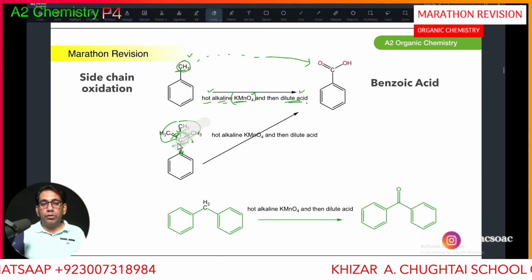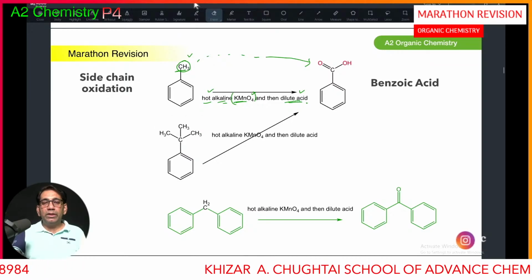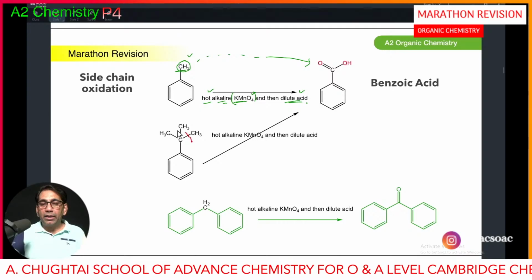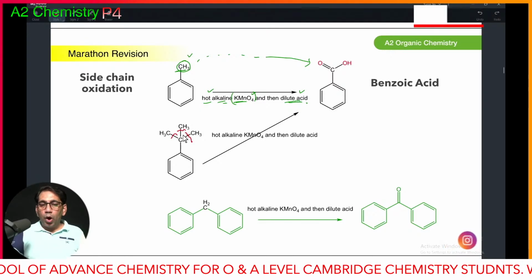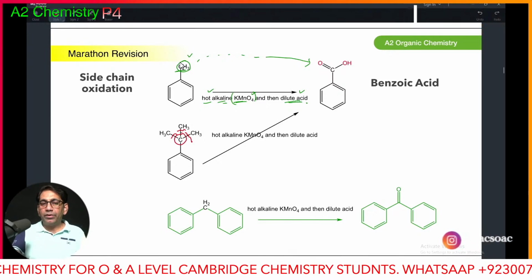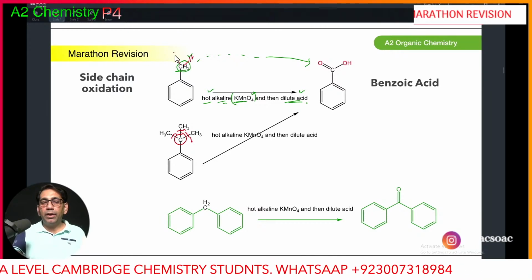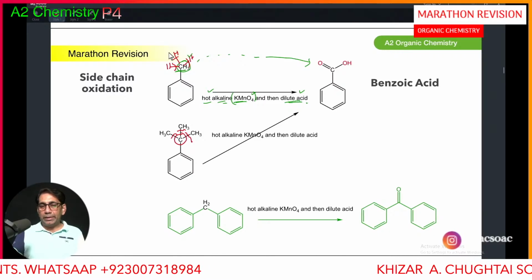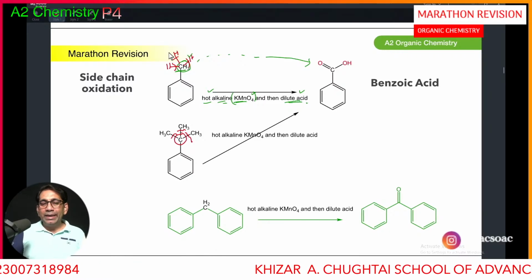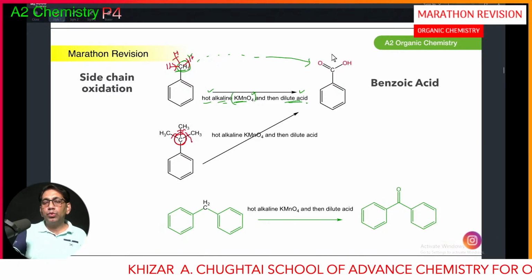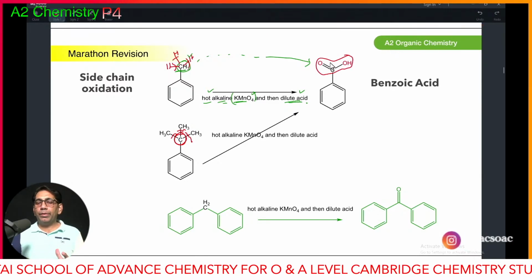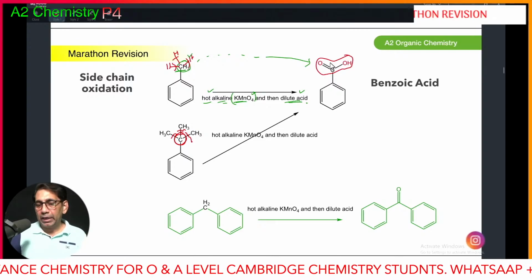So I am going to write it once again. What you will think and what you will do is break these bonds. Number one, only one carbon should be left. Suppose three hydrogens are there, for example, I am going to break these three hydrogens as well. Just one carbon is left. Then this carbon will be changed into a COOH group, into an acidic group. So this is the basic mechanism.